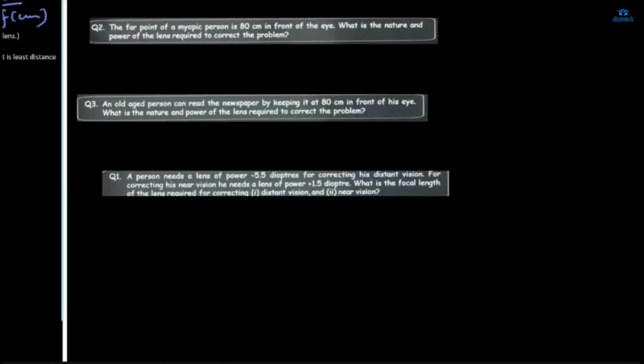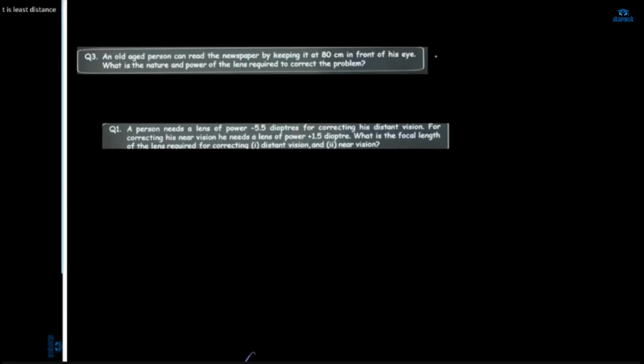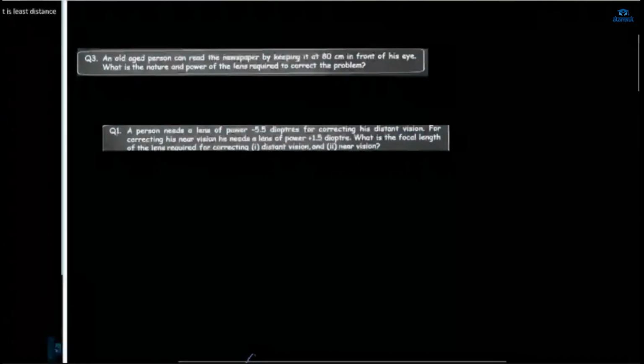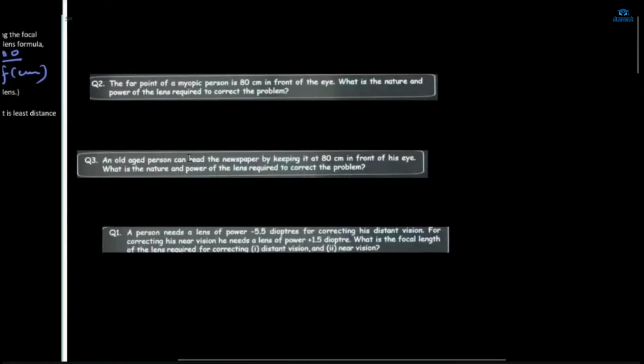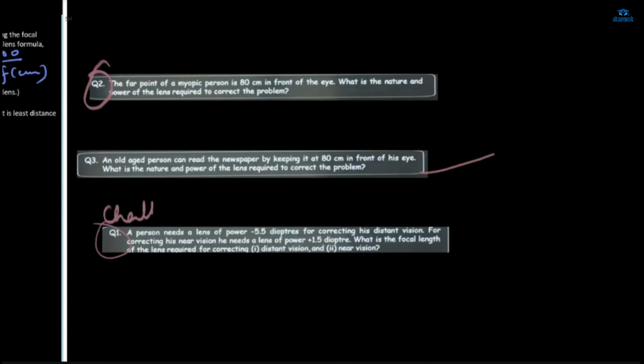One question we'll do of hypermetropia, and then we'll close. The power question, you have to do this one. This second question you have to do. And the third question I'm doing. This is a challenging question, but it is very easy.